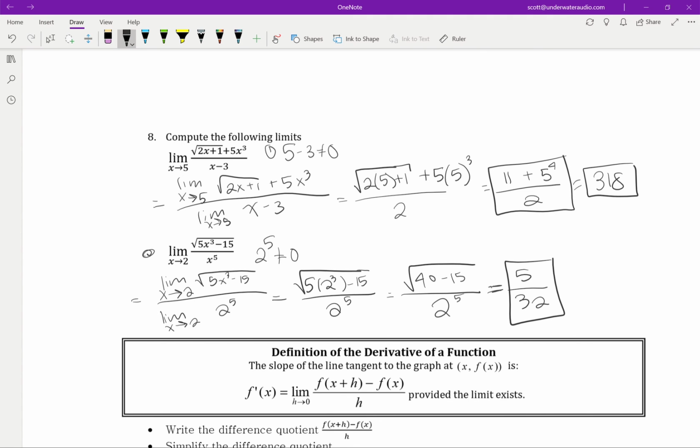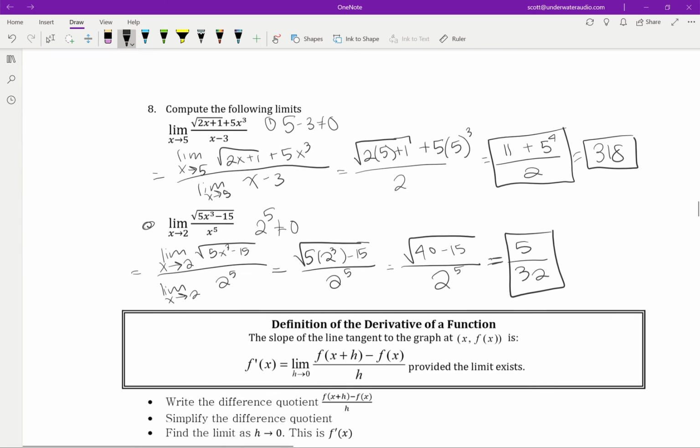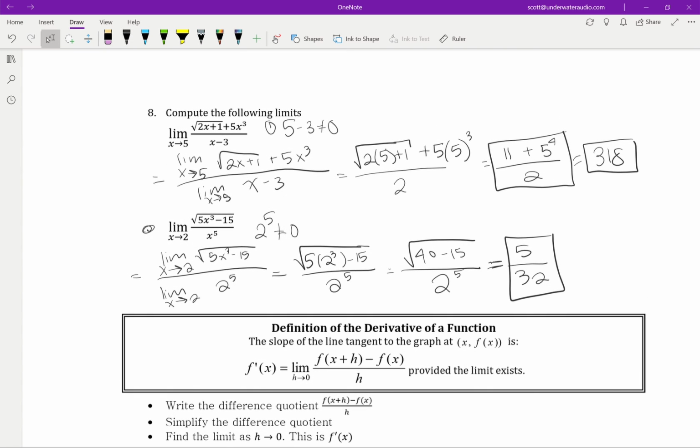So I think we'll pause there because those are a tough two problems. If you have any questions, post them on the discussion board.